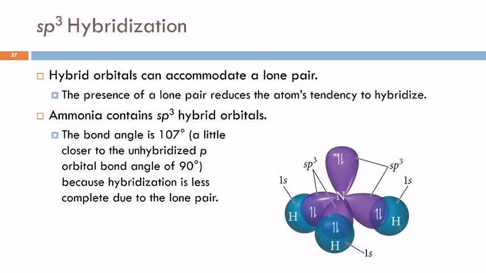Hybrid orbitals can also accommodate a lone pair, although the presence of the lone pair makes that atom less likely to hybridize, but it can. So ammonia has sp3 hybrid orbitals. Let's look at nitrogen's orbitals. It would have 2s2 2p3.